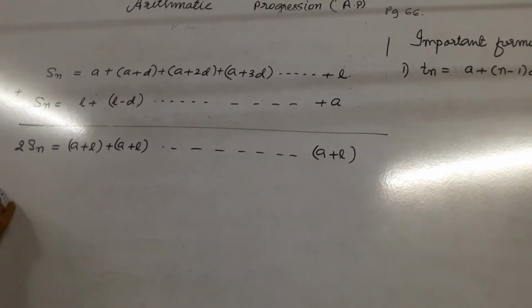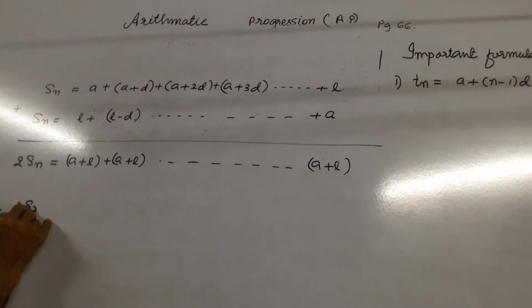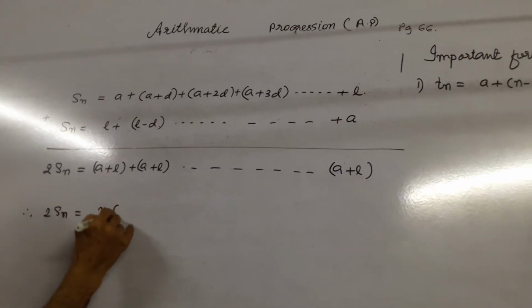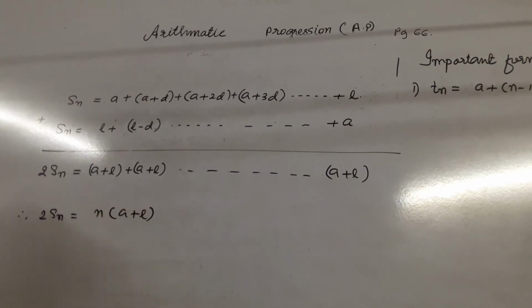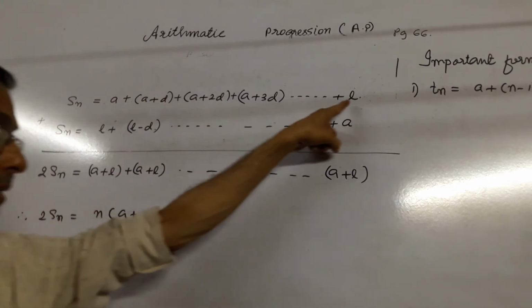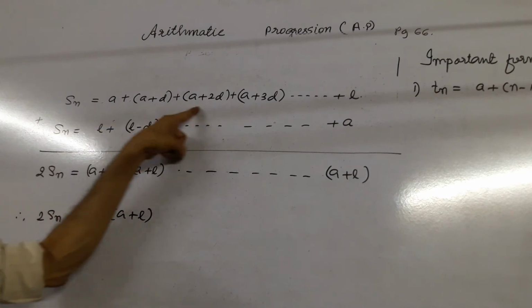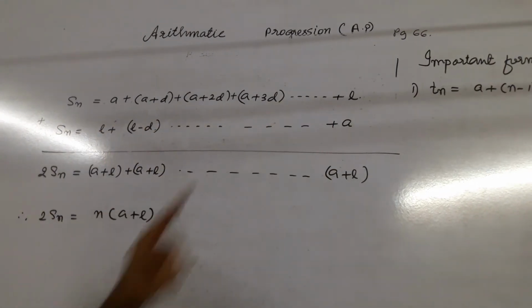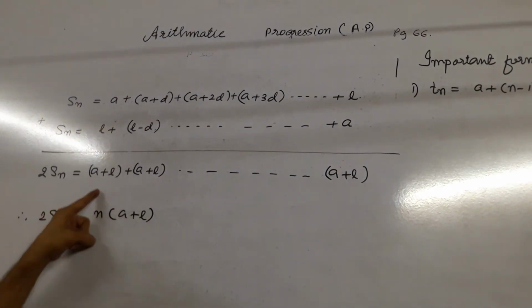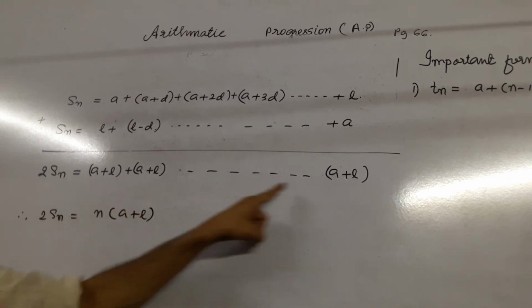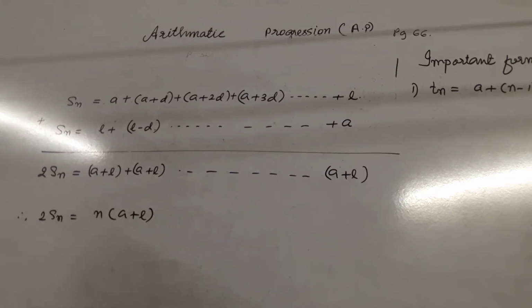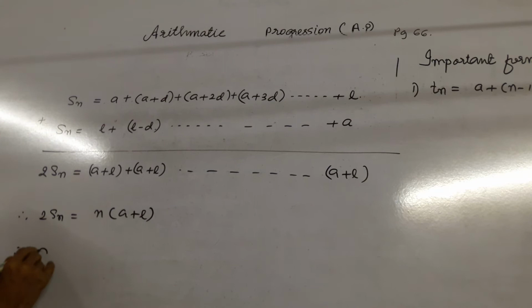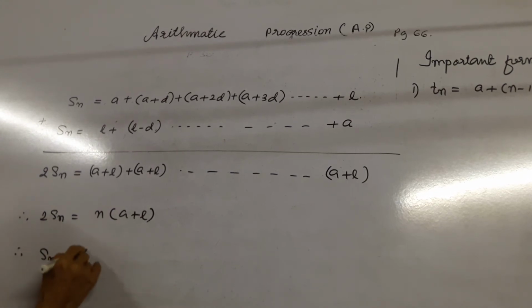And therefore 2Sn is equal to N times A plus L. Because there are N terms we have taken, 1, 2, 3 like this, N terms are there. And therefore we are adding A plus L N times. So N times A plus L. And therefore Sn equal to N upon 2 bracket A plus L.